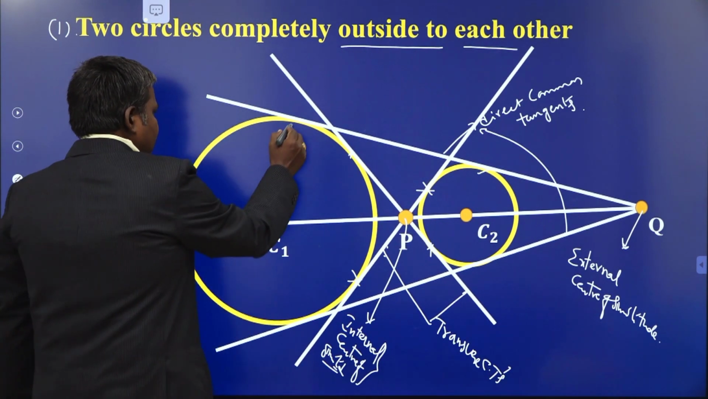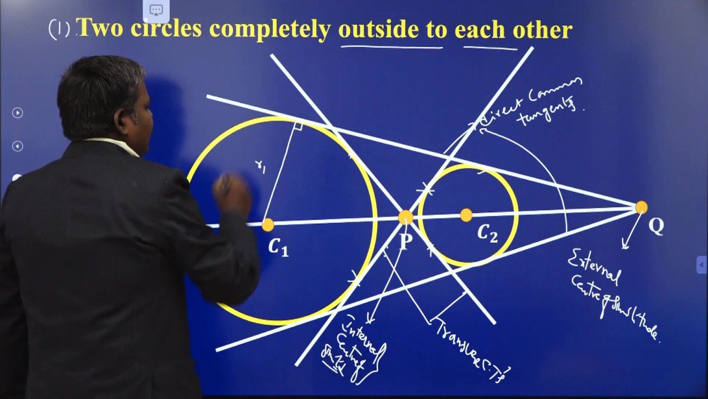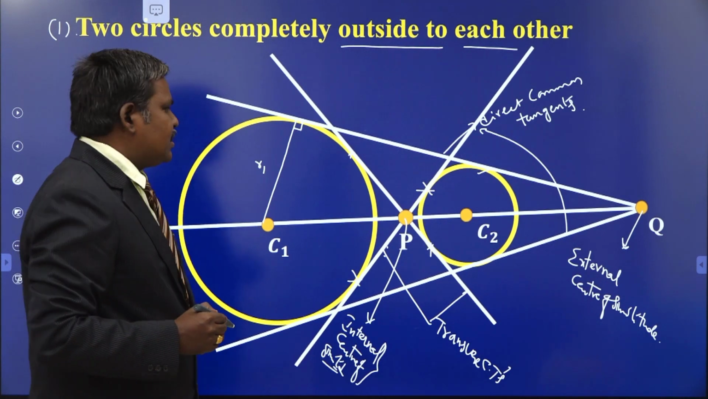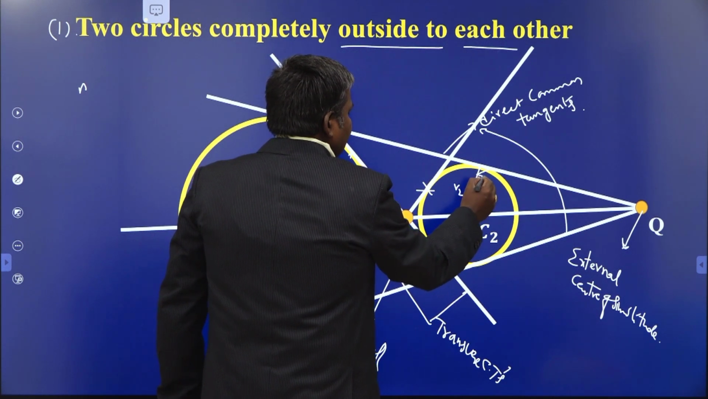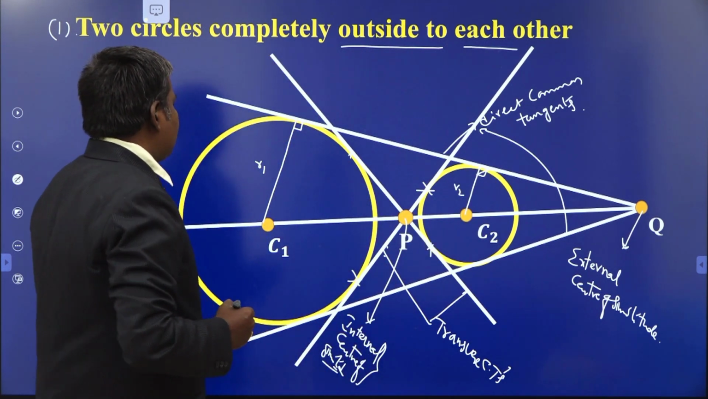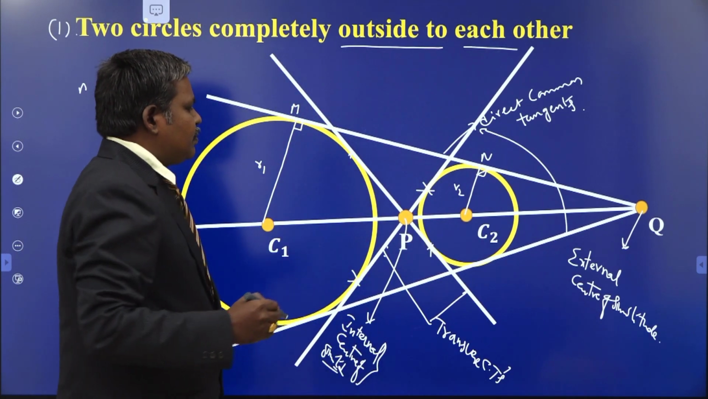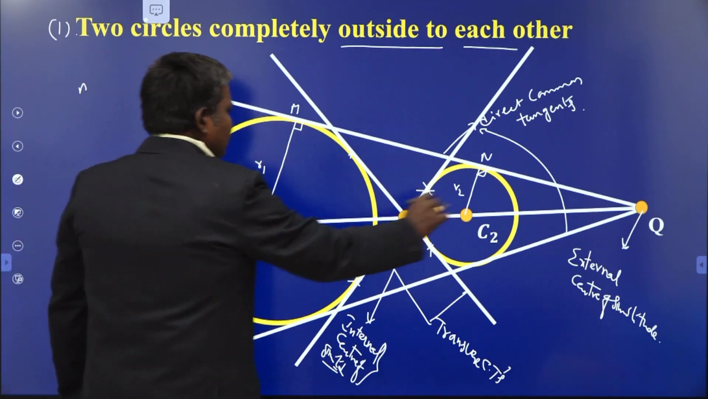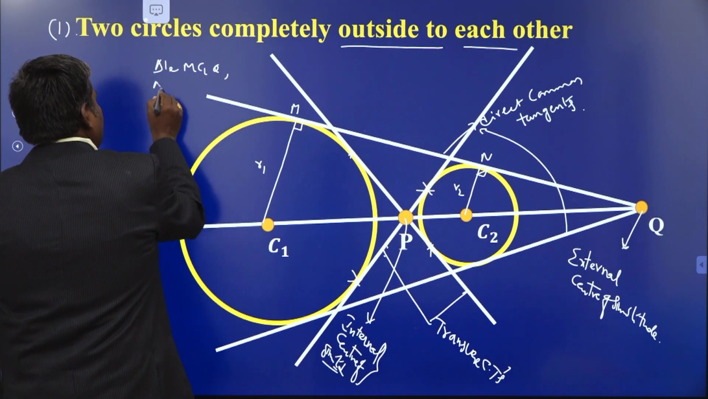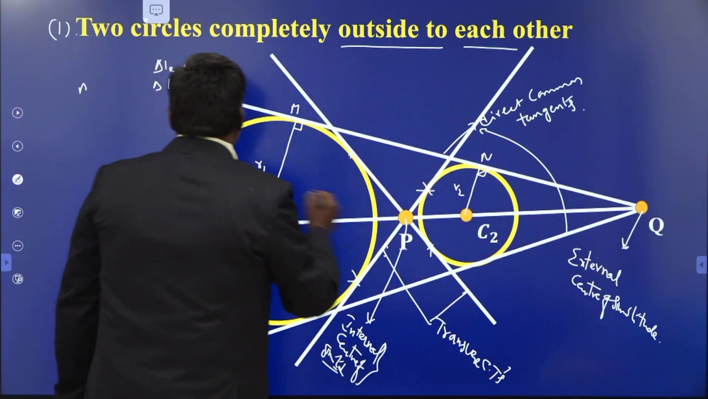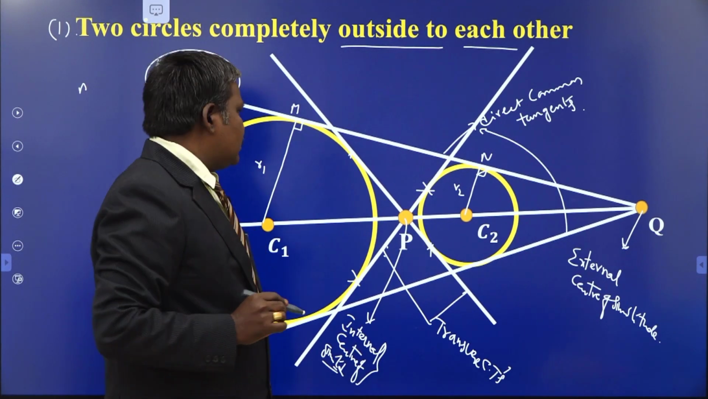All of you know that this is the radius of the first circle, R1, and the radius is always perpendicular to that tangent. The angle between them is 90 degrees. Again draw the radius here also. This is R2 and the angle between them is also 90 degrees. My dear students, suppose this is M and this is N, say. Then there exist two similar triangles here, namely triangle MC1Q and triangle NC2Q. These two are similar triangles.